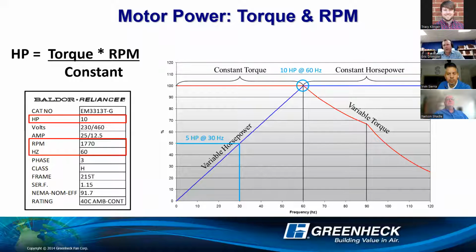It's important to remember that all VFD rated motors are capable of going up to 90 hertz before the torque falls faster than the speed. So all VFD rated motors can go up to 90 hertz before you start running into horsepower problems.